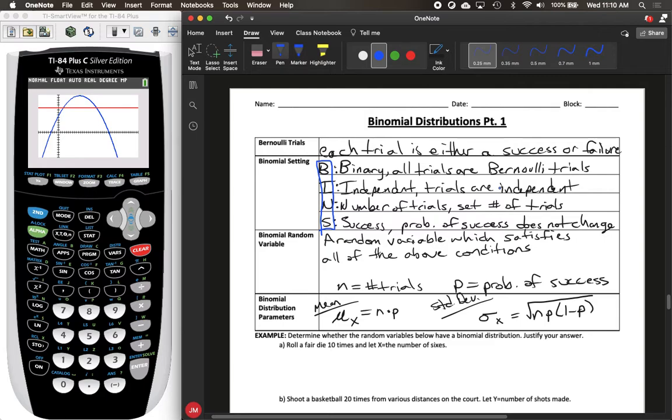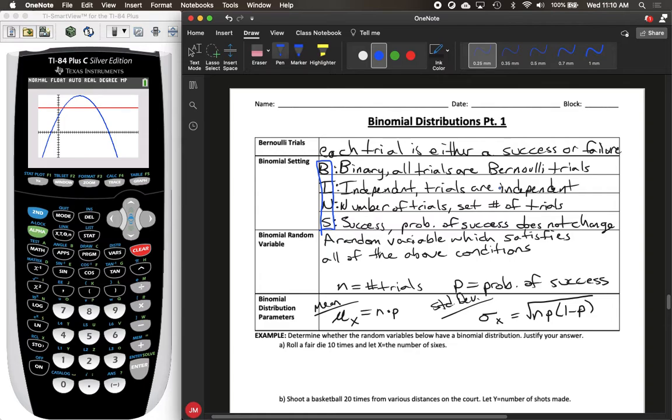The N stands for the number of trials, which has to be a set number of trials. So you're going to do whatever this is a set number of times. It's not as if you're going to sit there and continue to flip a coin until you get heads. You're going to flip that coin, let's say, 10 times. So it has to be a set number. Finally, S for success means that the probability of success does not change, that it's a constant probability of success. When I roll a dice, I always have a 1 out of 6 chance of rolling a 5.